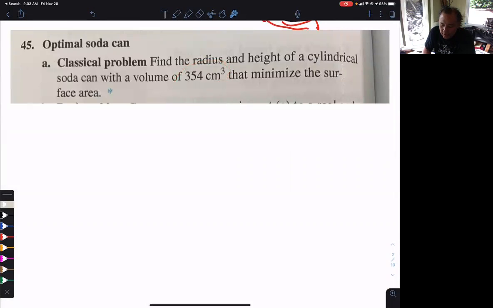But they want to minimize the surface area. Why would they do that? That's weird. Here's why. A soda can is usually made out of aluminum, and the more aluminum you use, the more expensive it is. So what you want to do is use the least amount of aluminum. How do you do that? Well, kind of, you want the minimum surface area.